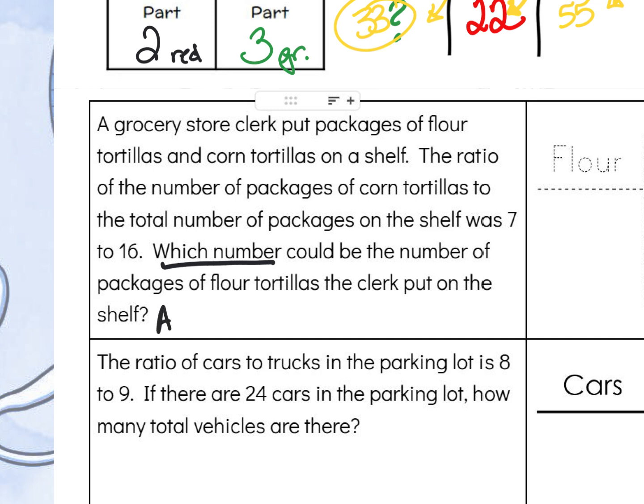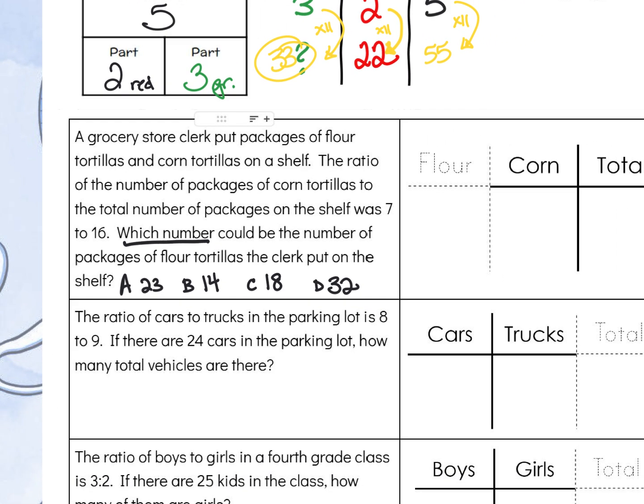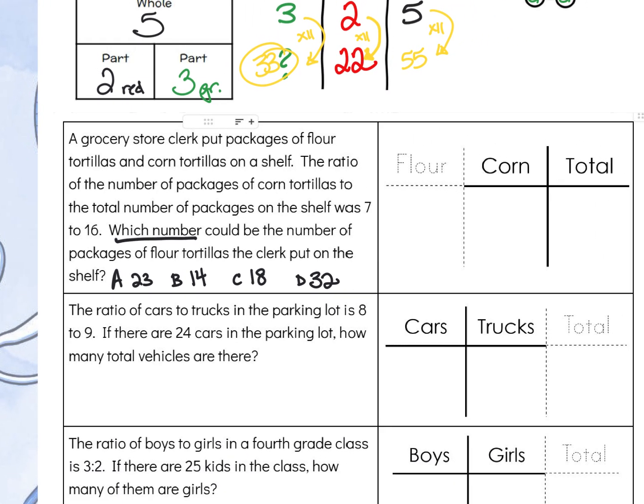Answer choice A is 23. Answer choice B is 14. Answer choice C is 18. And answer choice D is 32. Okay? All right, so let's go back and do our table.